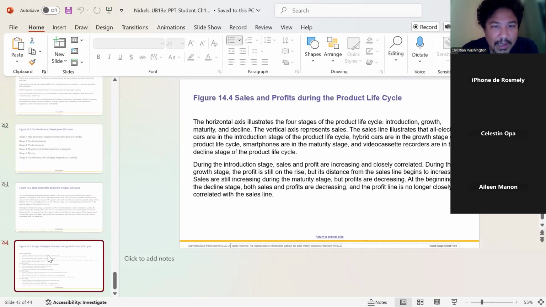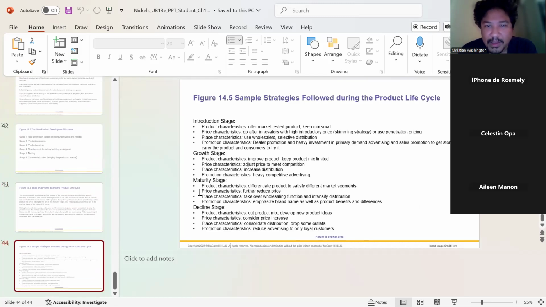But I just want to touch base on this little chart here that goes over the different strategies during the product life cycle.